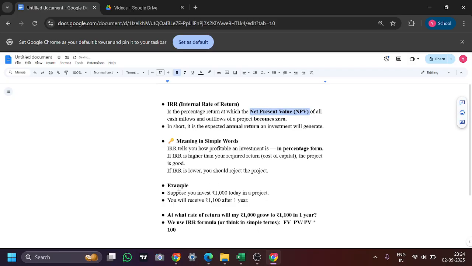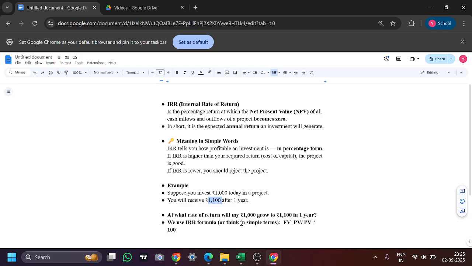Now we have one question over here. Suppose you invested rupees 1000 today in a project and you will receive 1100 after 1 year. ठीक है. So the gap is of 100 rupees. So current present value is how much? Today we have invested 1000 and in future the future value is how much? 1100. So at what rate will my 1000 grow to 1100 in 1 year.